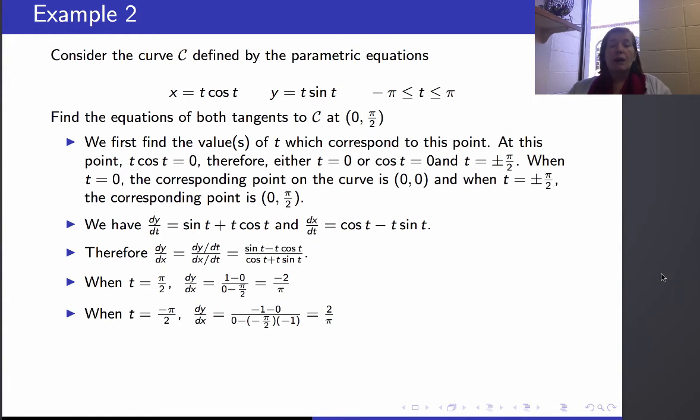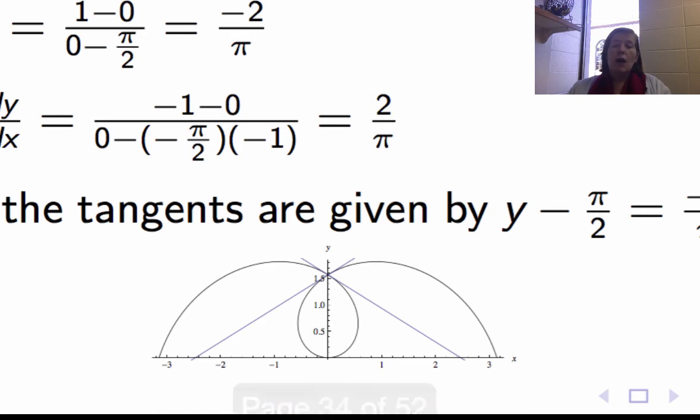And when t is minus pi over 2, we can plug that into dy/dx and we get 2 over pi. So our graph looks like this one below. We have the tangents here, these straight lines. And we see that the graph passes through the point 0, pi over 2 twice, once when t is equal to pi over 2, and again when t is equal to minus pi over 2.